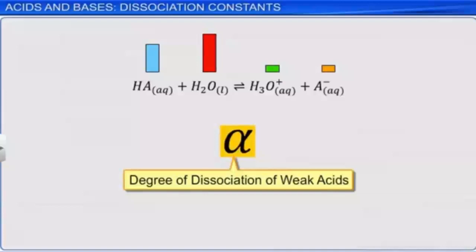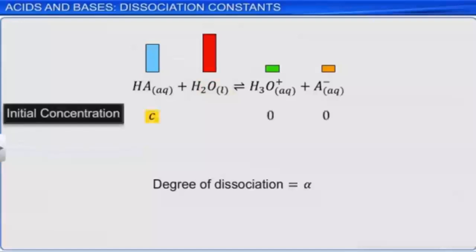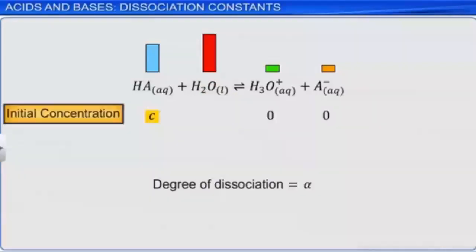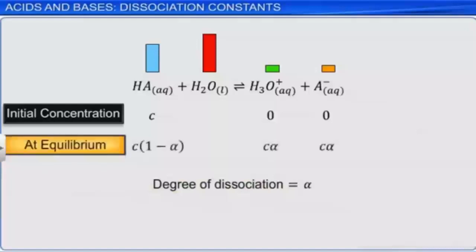alpha. Let us take the same generic example of the dissociation of weak acid HA in water to derive the expression for the degree of dissociation of weak acids in water. Let C moles per liter be the initial concentration of weak acid HA, and let alpha be its degree of dissociation. At equilibrium, the number of moles of the reactants will be C(1 - alpha), and that of the products will be C alpha and C alpha respectively.